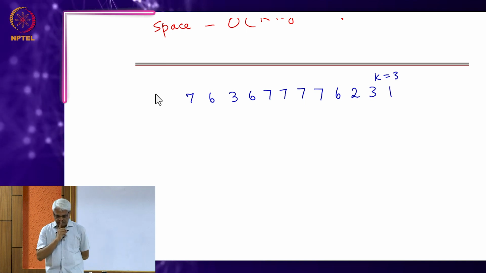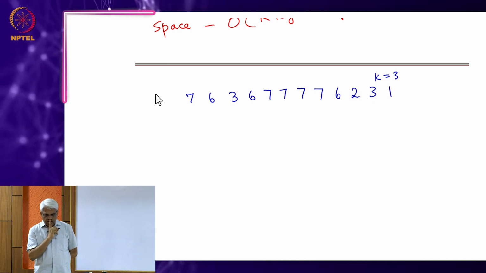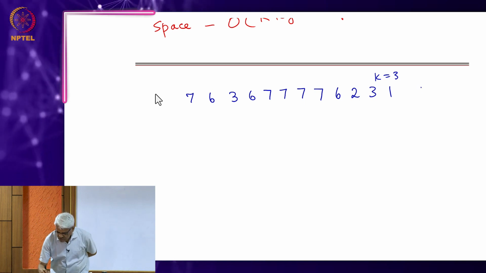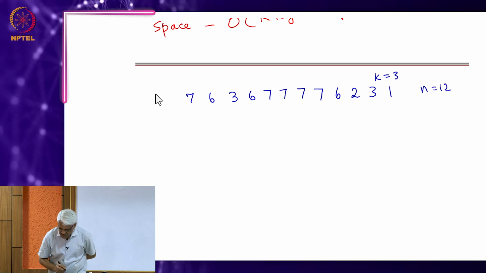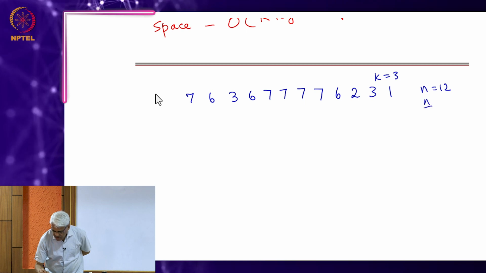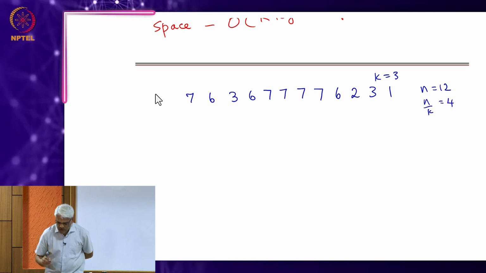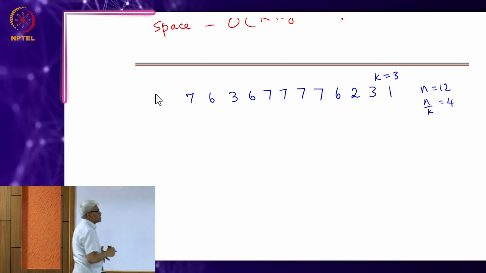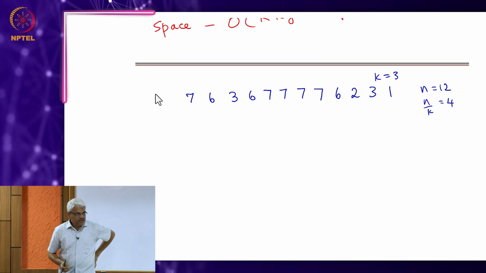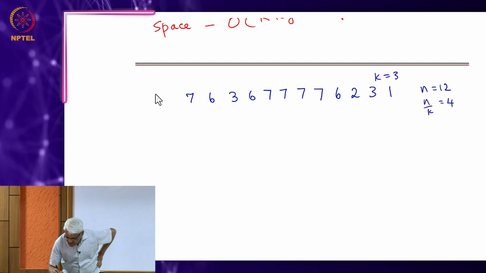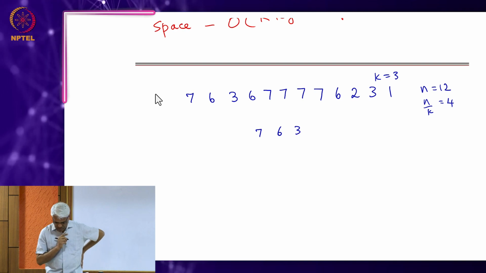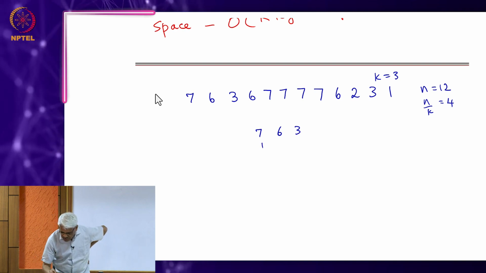So how many elements are there? n is 12, and n by k is 4. So I'm looking for elements that appear more than 4 times. I will maintain 3 counters. So it will be 7, 6, 3 with counter values of 1, 1, 1.